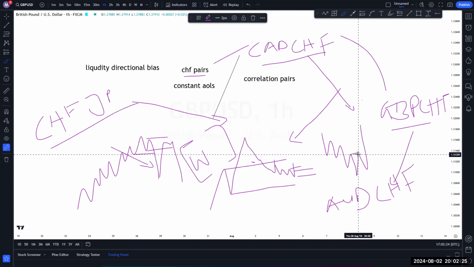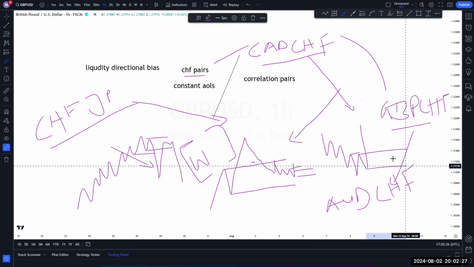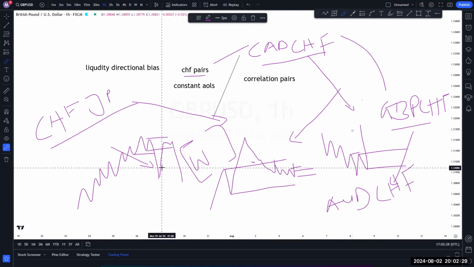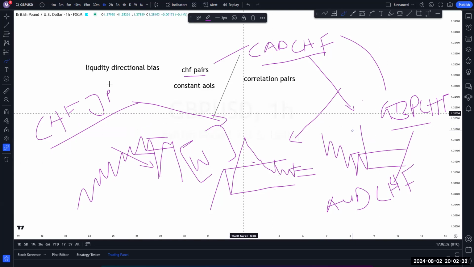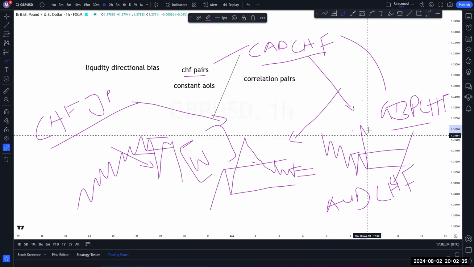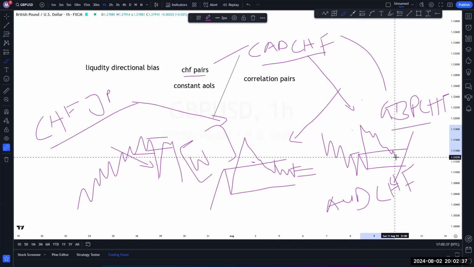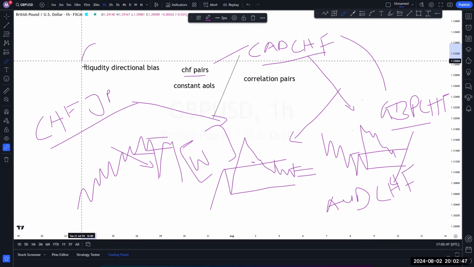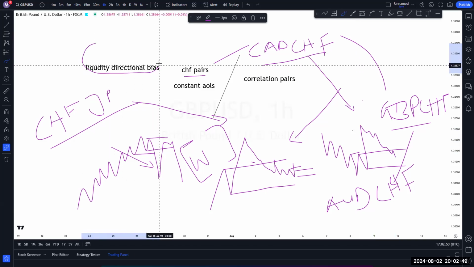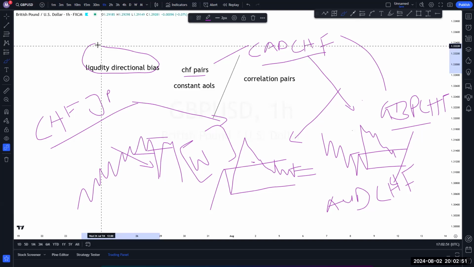shift and inside formation. Whenever CHF JPY is giving a pullback, it means that CAD CHF should also be giving a pullback to this weekly area because they must move in opposite direction. All together. So that's how we define the liquidity direction path, because now we have to look at all areas of liquidity available on those pairs, all those CHF pairs.